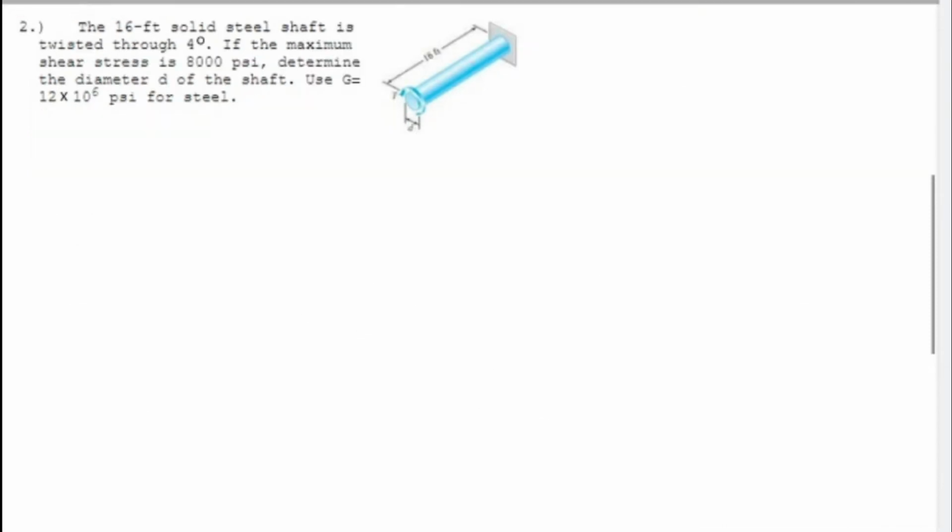Example number 2. The 16 feet solid steel shaft is twisted through 4 degrees. If the maximum shear stress is 8000 psi, determine the diameter D of the shaft. Use G, which is equal to 12 times 10 to the power 6 psi for steel. So we have here 16 feet long, T, and the diameter given.